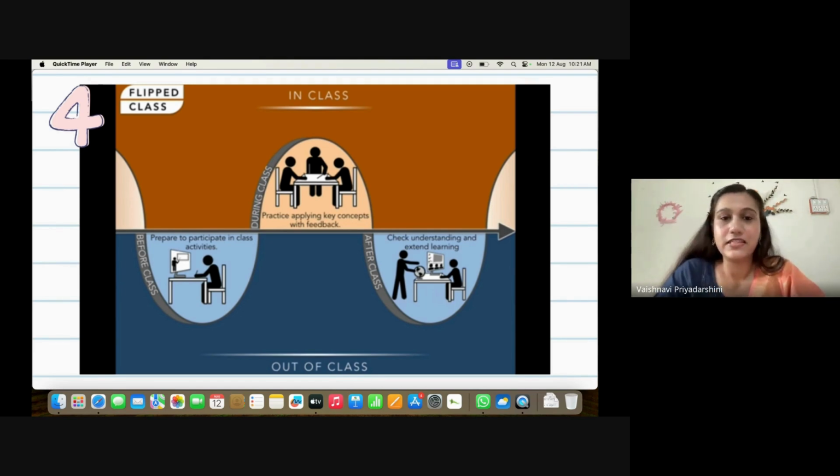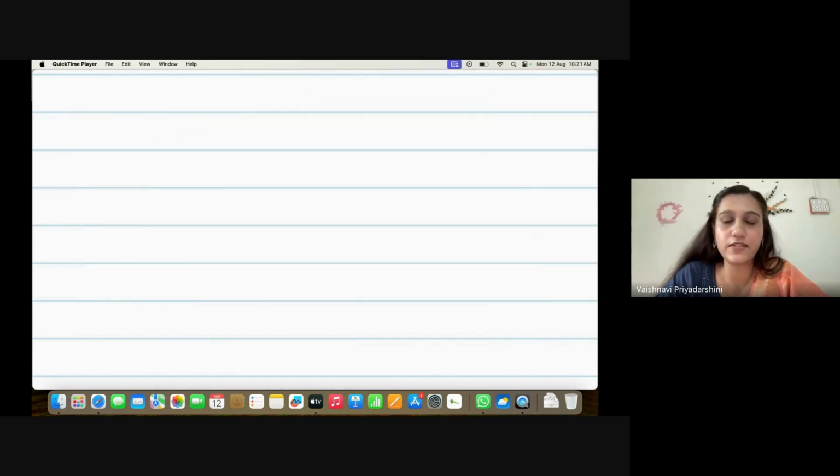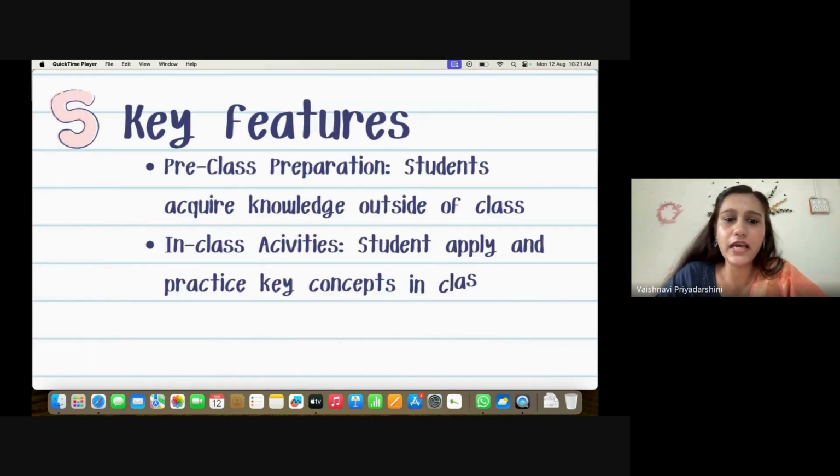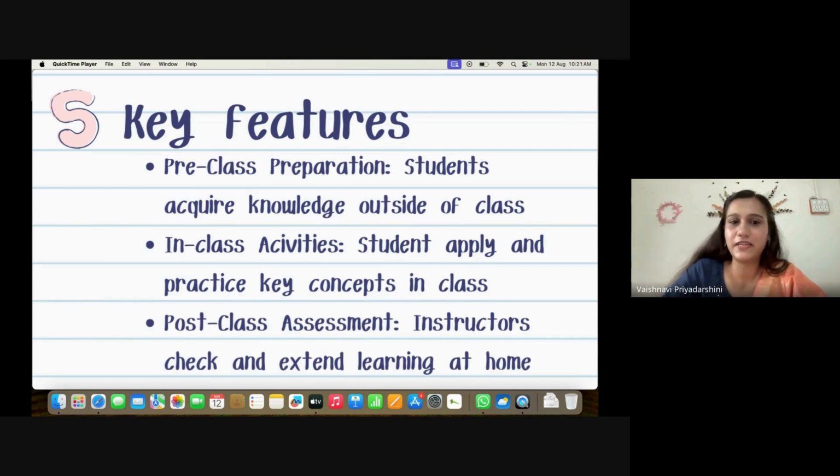So this is the infographic of the lived classroom. Now, what are the key features? We have discussed it prior. Pre-class preparation. Now, what is pre-class preparation? This you have understood. I hope up till now you all are clear with pre-class preparation. I won't focus on that.